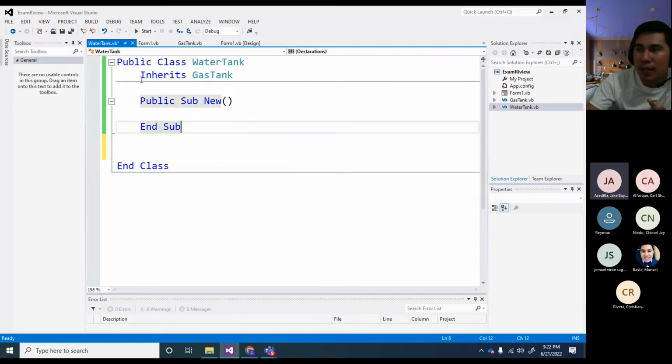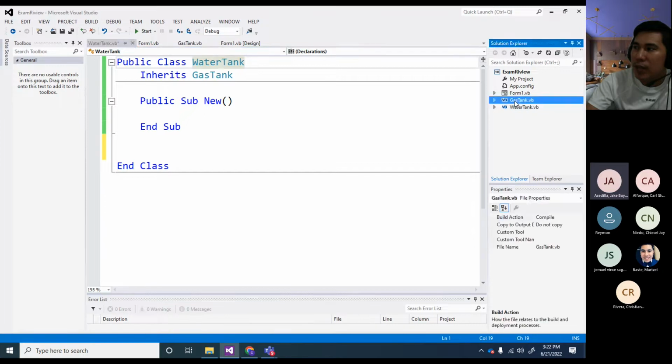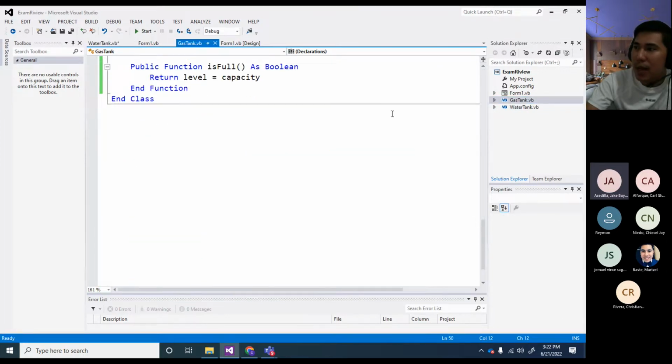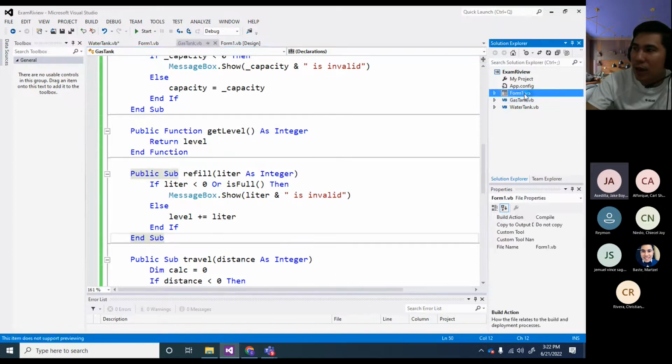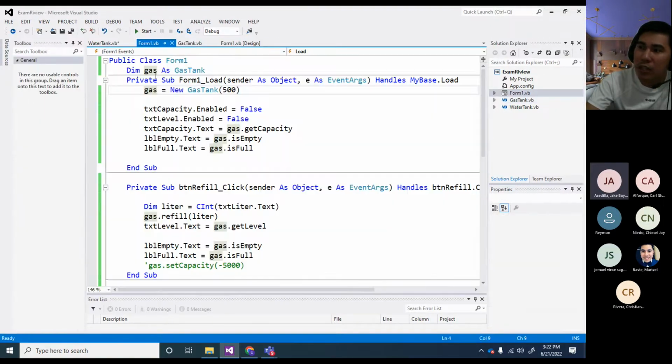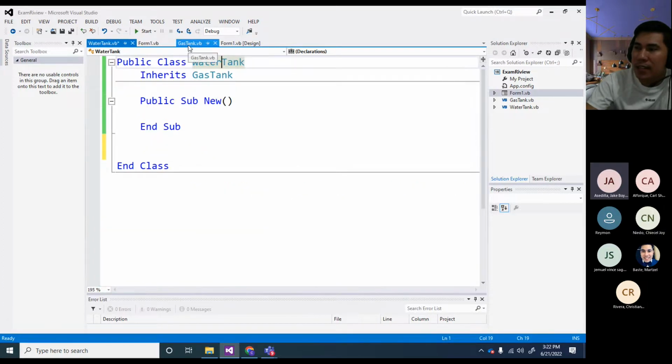in Visual .NET. The moment you inherit this class, it means that everything here can be used by water tank. Earlier, I did not change the object, but I changed the class to water tank, so no error happened. So the idea in inheritance theory is what we call overridable or overrides.